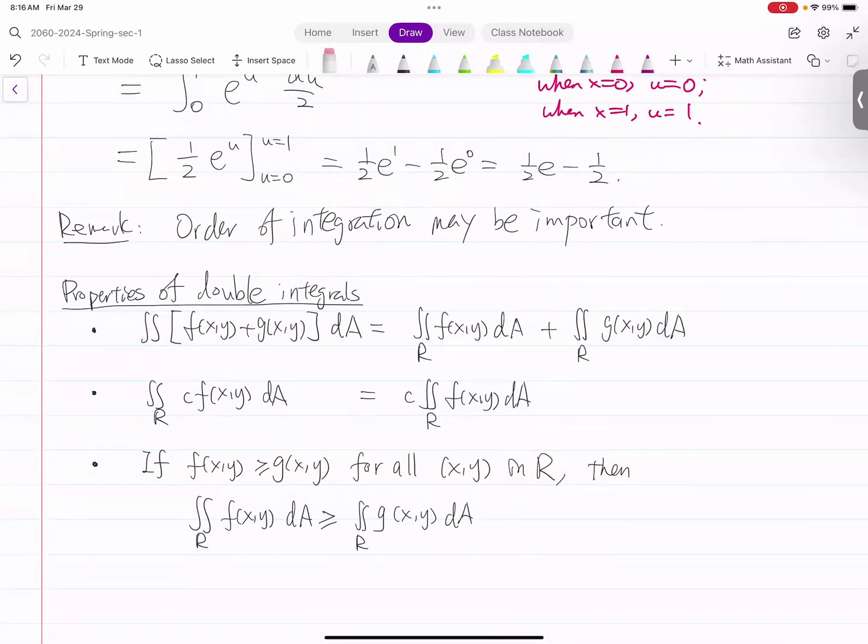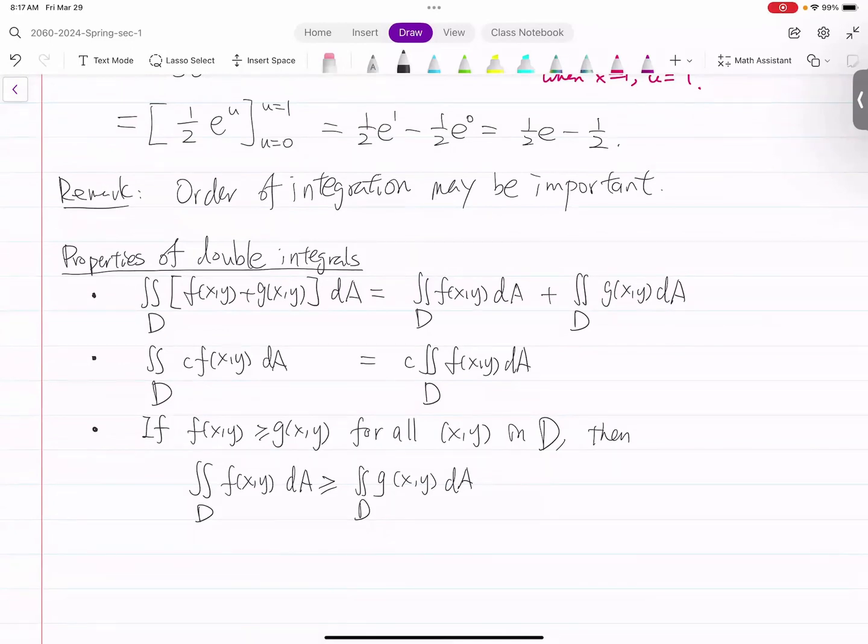Basically, the double integral of a sum of functions equals the sum of the double integrals over the same region. Okay. And if you have a scalar multiple of a function, little f, then you can take that constant out. And for the third item, if you have f lower bounded by g within the entire region D, then the double integral of f over the region D is going to be lower bounded by the double integral of g over the same region.